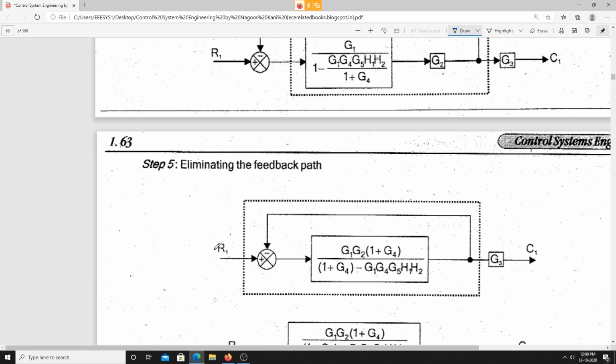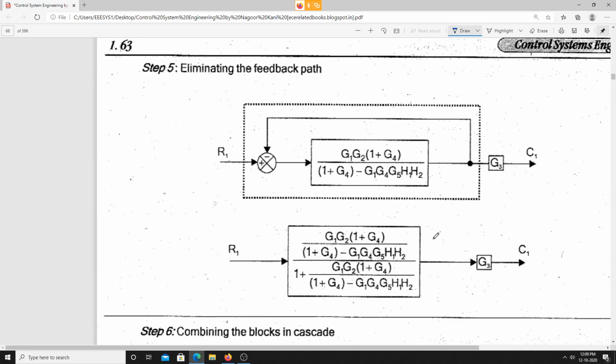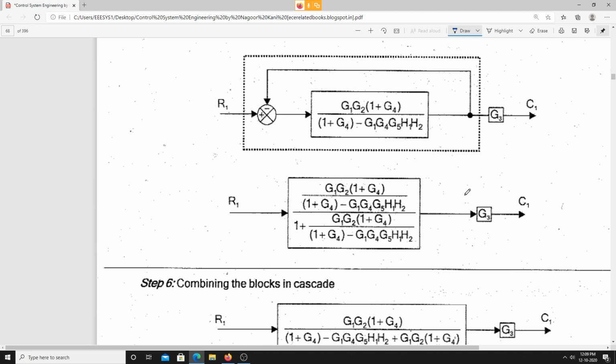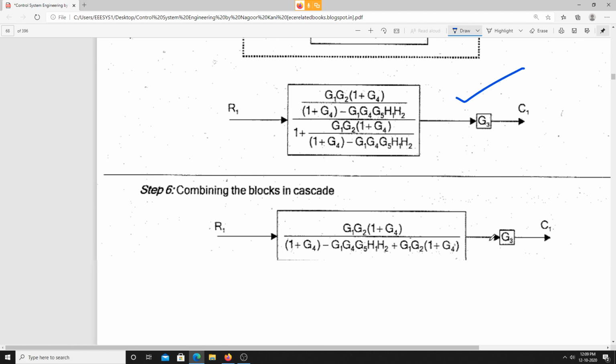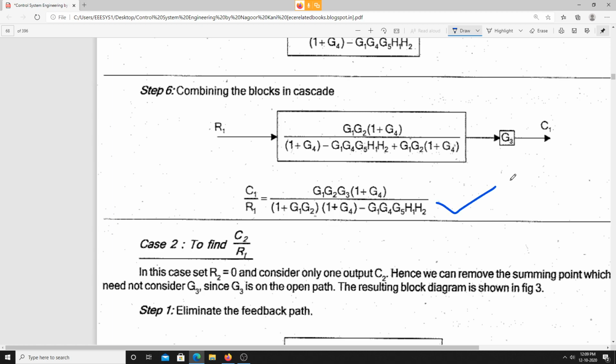So it represents the negative feedback path. Just what I am doing is eliminating the negative feedback path and combining the blocks which are in cascade. So this is the final transfer function we are having for C1 by R1.